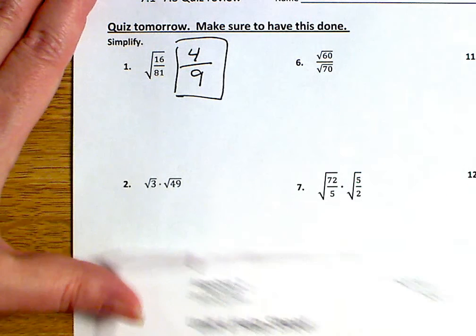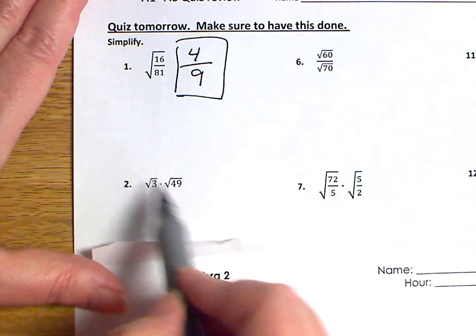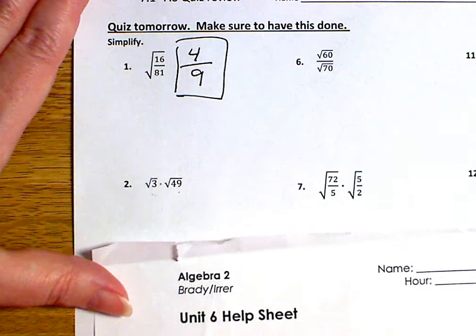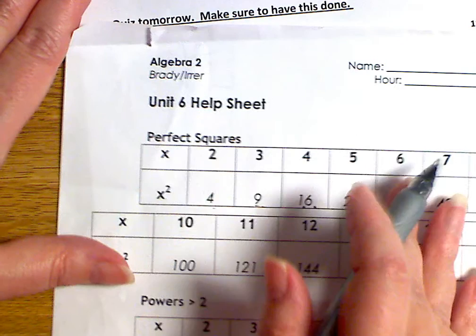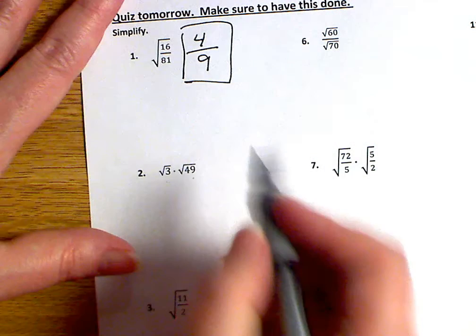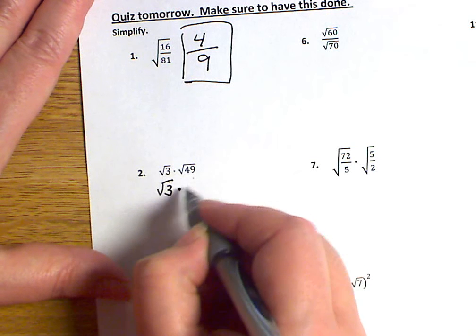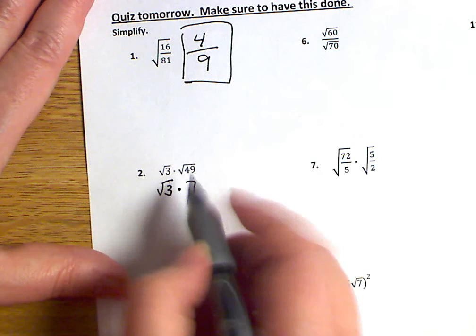All right. When you're looking here, we have the square root of 3 times the square root of 49. Are either one of these perfects? Looking at our perfects, 49 is a perfect. So it's 7, since 7 times 7 is 49. So we have the square root of 3 times 7, so it's 7 square roots of 3.